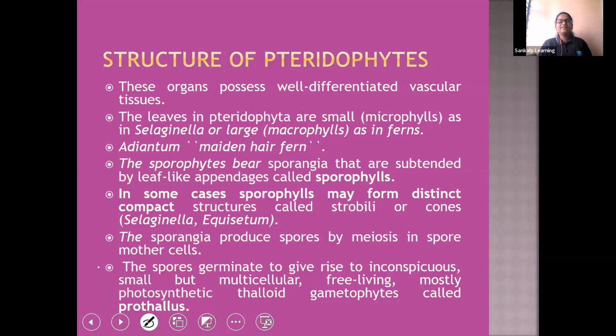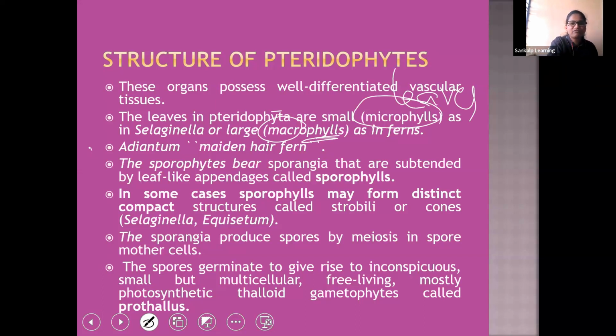Okay. Next, the leaves in pteridophytes are small. Leaves are small, microphylls as in Selaginella, or large, macrophylls as in ferns. In ferns, there are two examples. One is Selaginella, where you can see very small leaves. And one more example is ferns, where you can see large leaves. So in ferns you can see macrophylls also. Micro means small, macro means large. Phylls, remember, always refers to leaves. Phyll means leaves, you should know that.